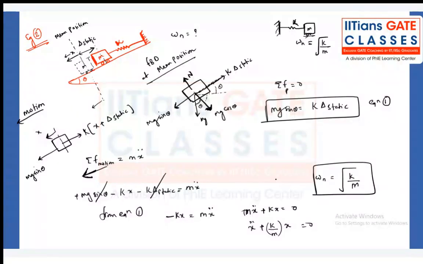So once again, we get the same equation: m x double dot plus kx equals 0, that is x double dot plus k by m into x equals 0. If you compare this equation with equation number 3, again omega n is equal to root of k by m. So what we understand is that for a spring mass system, whether it is in the horizontal position, the inclined position, or the vertical position as in the previous problem, the natural frequency will be root of k by m.